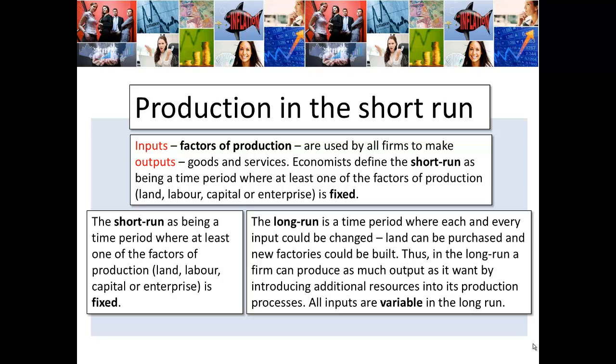And this is different to the long run, where each and every input can be changed. It's a time period where each and every input can be changed. So land can be purchased, new factories can be built. So in the long run, a firm can produce as much output as it wants by introducing more and more resources into its production process. So key point, all inputs are variable in the long run.